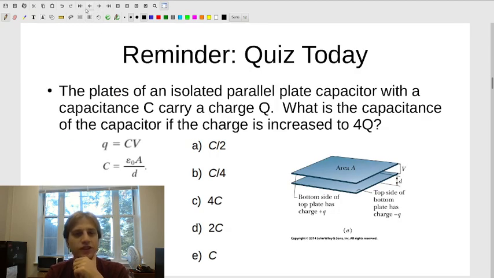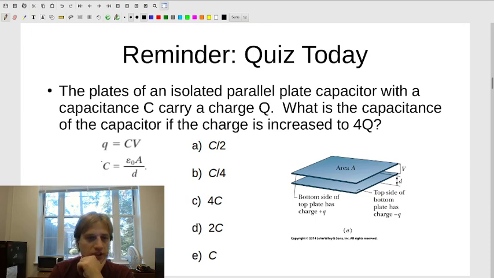Okay, so first off, let's go ahead and take a look at a simple quiz question. If you know the answer, it might be tricky if you don't know where to start. The plates of an isolated parallel plate capacitor with a capacitance C carry a charge Q. What is the capacitance of the capacitor if the charge is increased to 4Q?